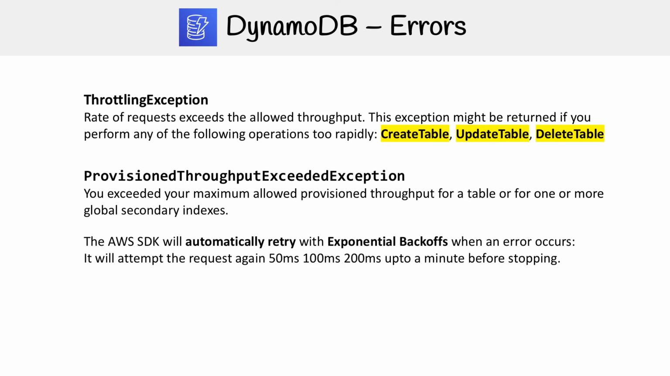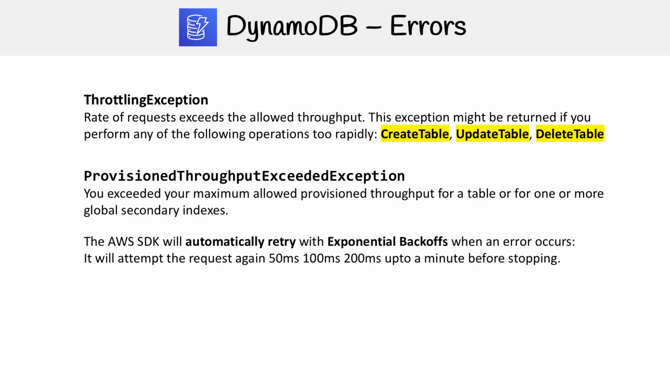When an error does occur on DynamoDB, you're going to likely be accessing DynamoDB via the AWS SDK. So you're writing it programmatically in your code. And when a request fails, the SDK has it built in, so it will automatically retry when something failed. It'll try it again. As well, it will implement exponential backoff.